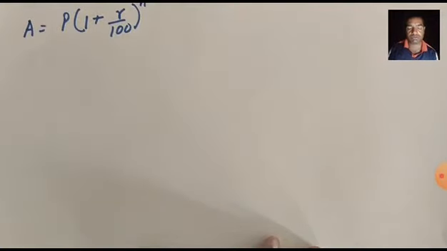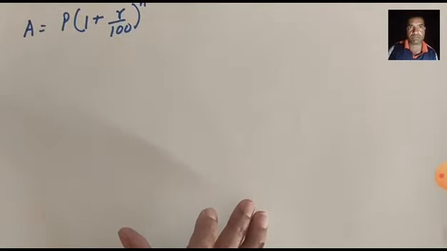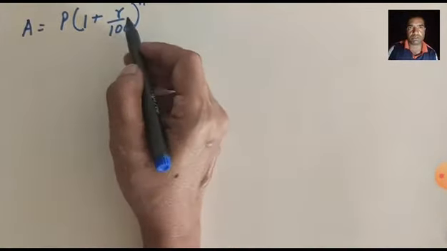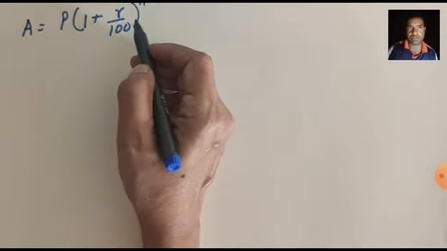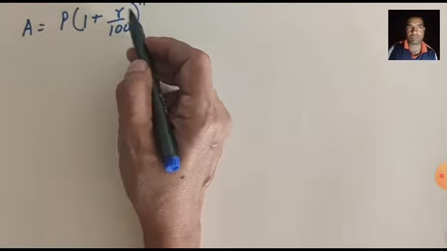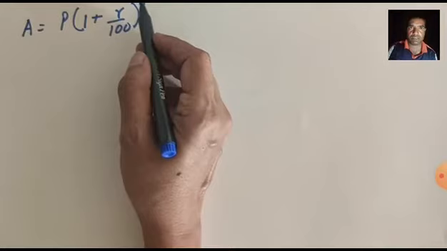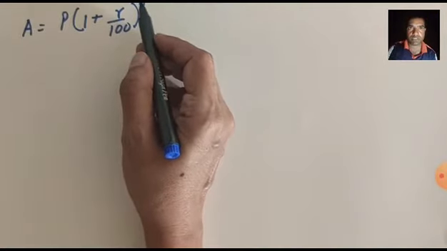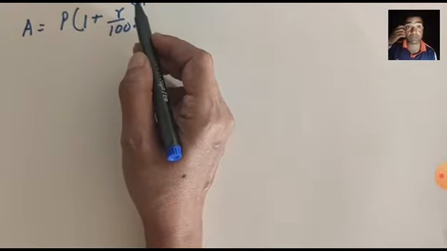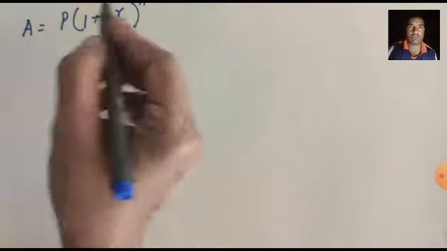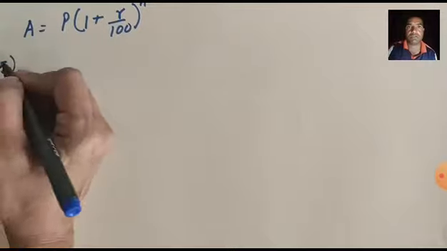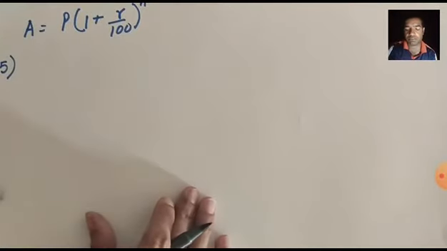Amount is equal to P into bracket 1 plus R upon 100 raised to n. Okay, this formula we can use. Understand this formula first, then I will tell you which question we have to take. P is the principal, R will be the rate of interest, and n will be the number of years. This is the formula for amount.